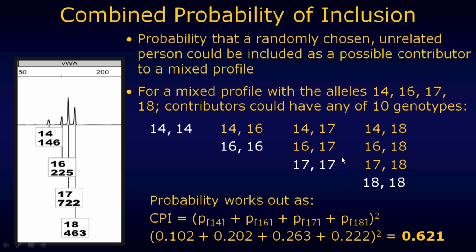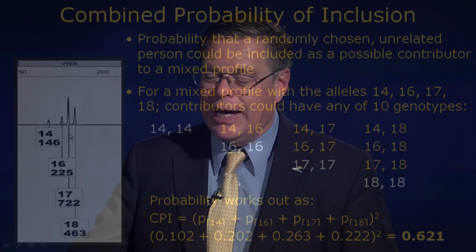I encourage you to stop and think about that for a moment. What that answer means is that's the chance that a randomly chosen, unrelated person could be similarly included as a possible contributor to this particular mixed sample at this locus. Think about that. 62% of the Caucasian population would be a possible contributor to this particular DNA profile.